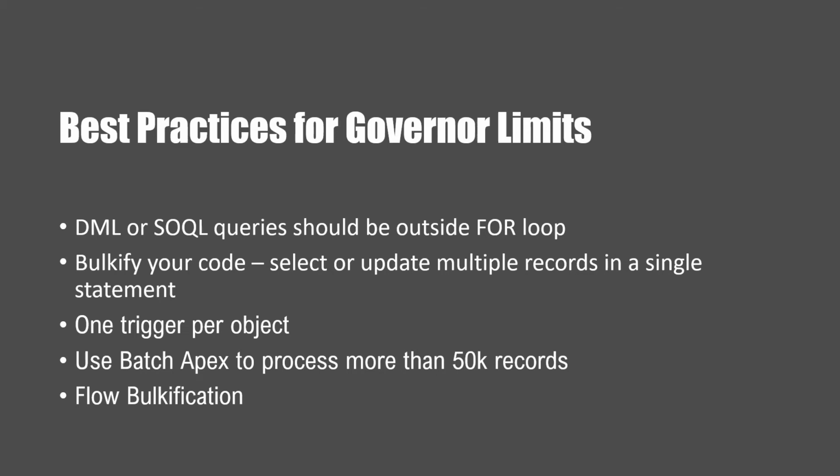Bulkify your code. Bulkifying the Apex code refers to the concept of making sure the code properly handles more than one record at a time. One trigger per object. A single Apex trigger is all you need for one particular object. If you develop multiple triggers for the single object, you have no way of controlling the order of execution if those triggers can run in the same context.